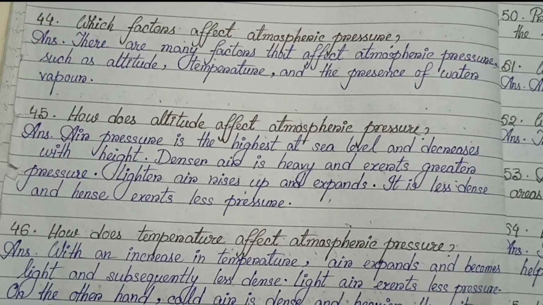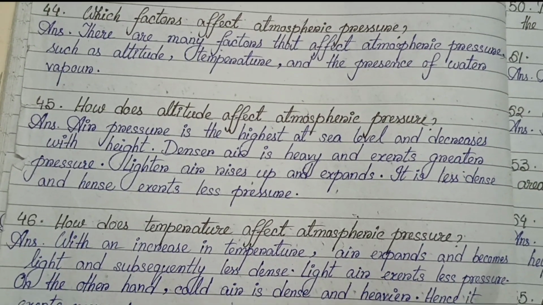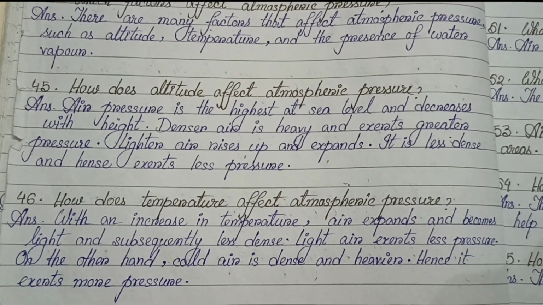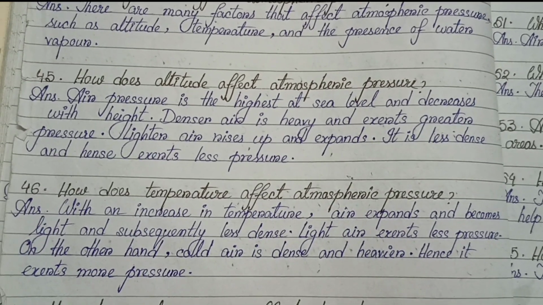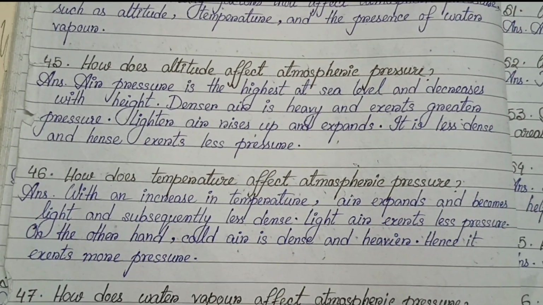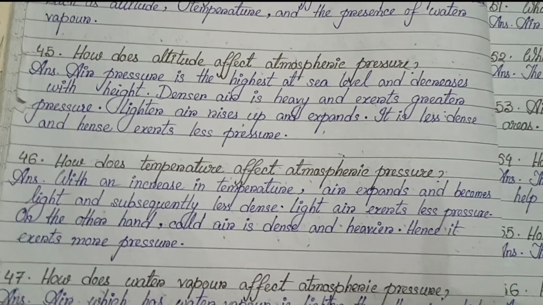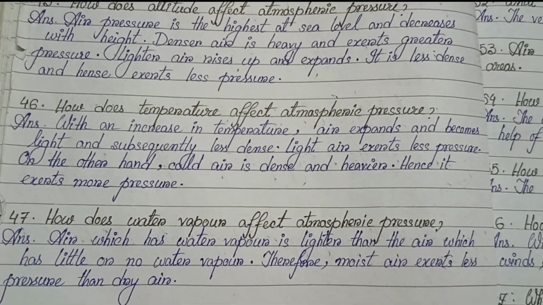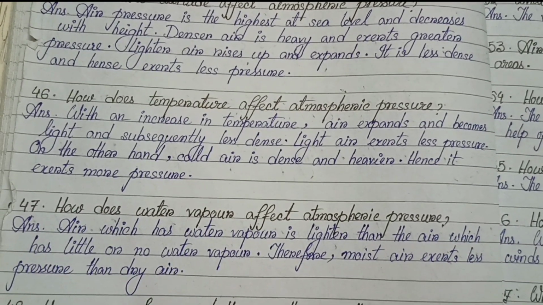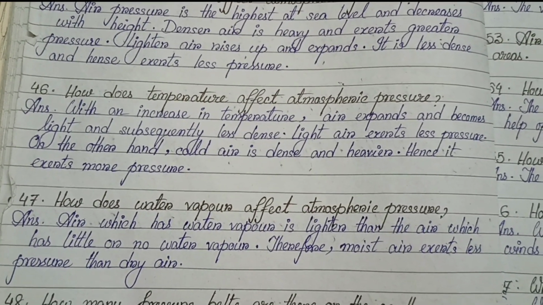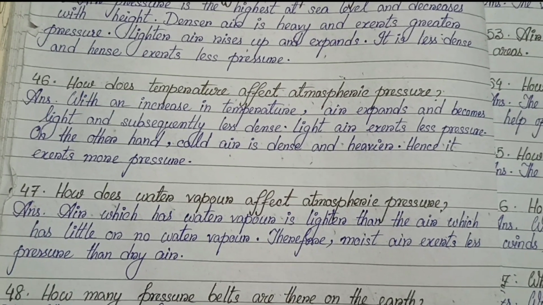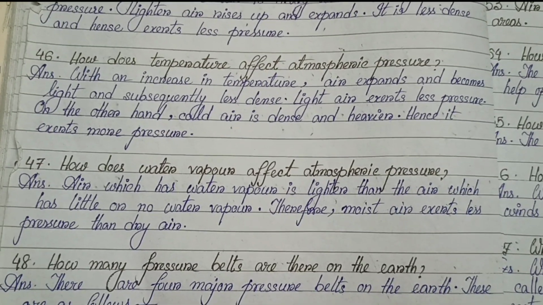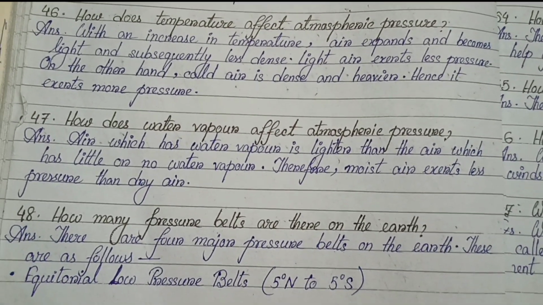45. How does the altitude affect atmospheric pressure? Air pressure is the highest at sea level and decreases with height. Denser air is heavy and exerts greater pressure. Lighter air rises up and expands. It is less dense and hence exerts less pressure. 46. How does temperature affect atmospheric pressure? With an increase in temperature, air expands and becomes light and subsequently less dense. Light air exerts less pressure. On the other hand, cold air is dense and heavier. Hence, it exerts more pressure.